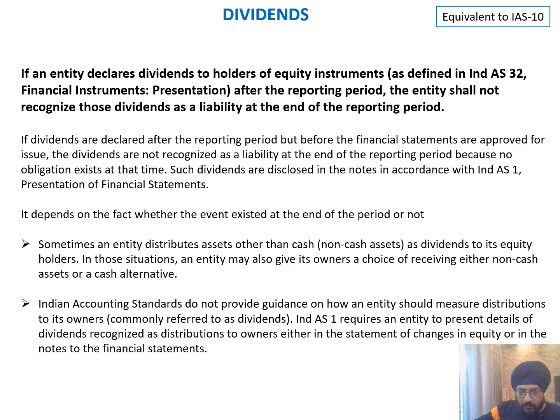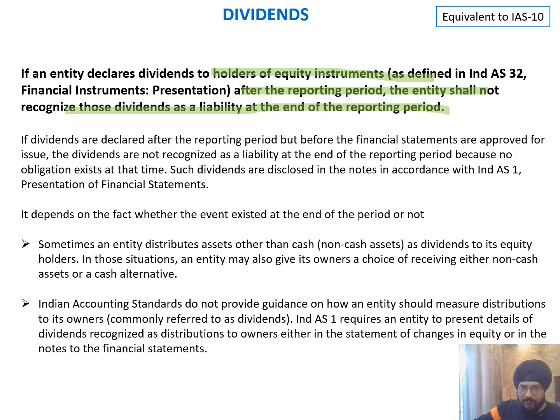Now we'll quickly talk about dividend. If an entity declares dividend to holders of the equity instruments as per the definition of IND AS 32 after the reporting period, the entity shall not recognize those dividends as a liability at the end of the reporting period, because the decision was taken at the board meeting and there was no condition that existed on the reporting date. Which means that the organization does not require to book any liability for those proposed dividends.